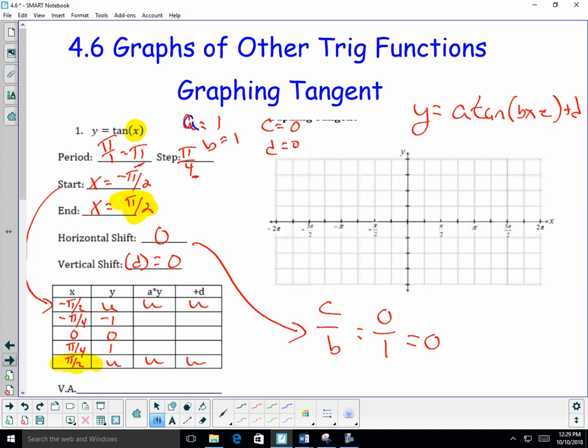A times y, well, a was 1, so these will stay the same. D was 0, so these will stay the same because this is the parent function. I don't have any vertical or horizontal changes.